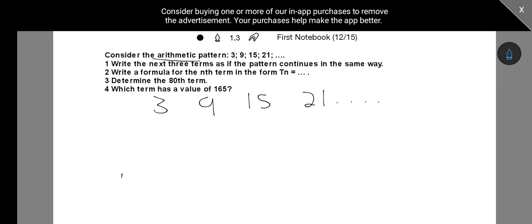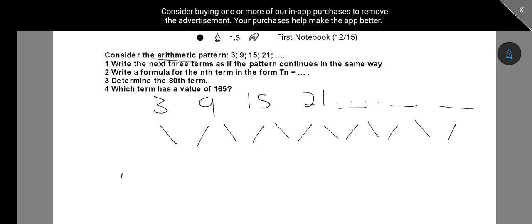Since the sequence is arithmetic, we already know a lot about arithmetic sequences, and they are saying write the next three terms as if the pattern continues in the same way. There are many ways in which one can solve these questions. Let's write spaces for the next three terms here. So we're going to come with the first differences. An arithmetic sequence has first differences only, it doesn't have second differences. So we're going to come with the differences here.